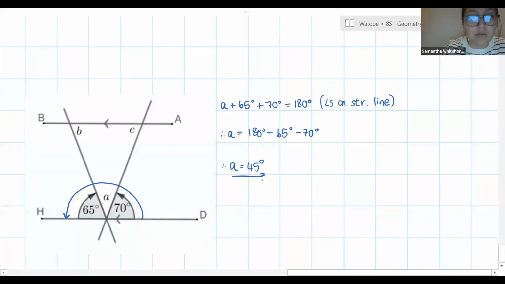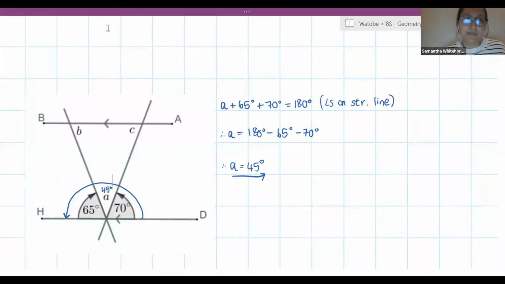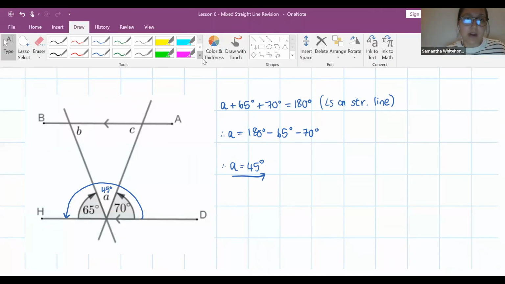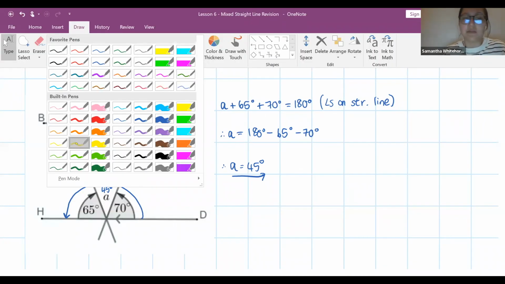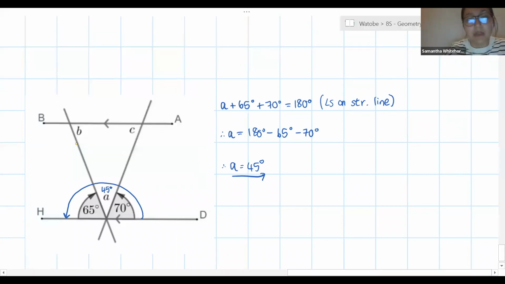I always like to write it on my diagram, but that's just a me preference. Okay, now I need B and C. So I can see that I've been given parallel lines. So I want to see if I can find some Z's, some U's, and some F's. Now looking at this, I can see a Z shape over here in yellow, which means that the 70 degrees and the C are equal to each other. So automatically I can say that C is equal to 70 because of alt angles.